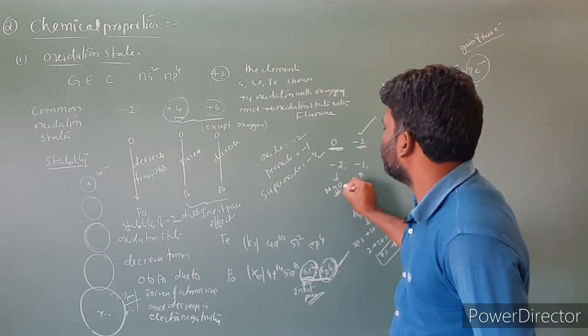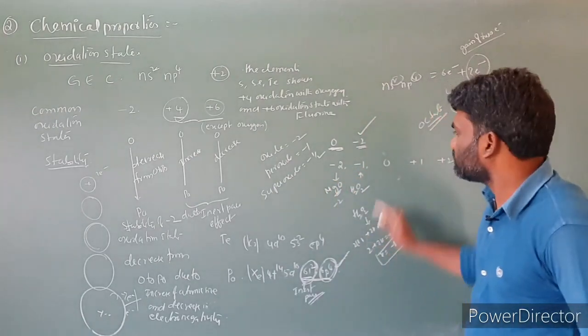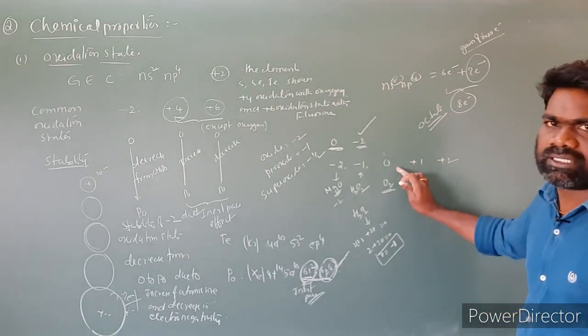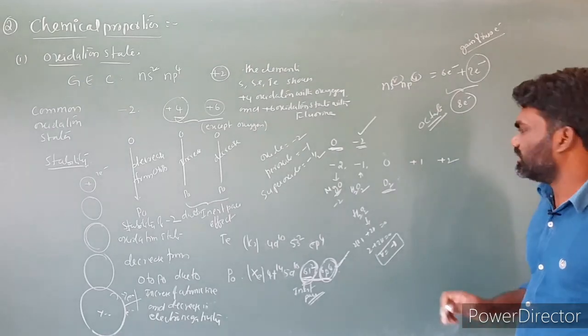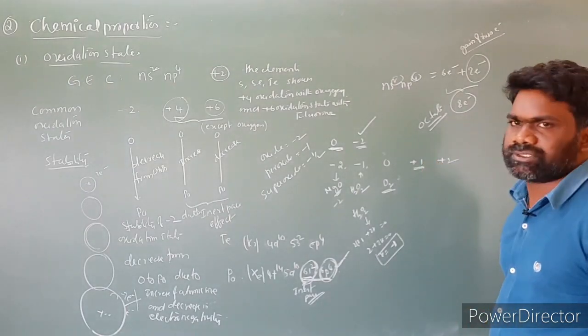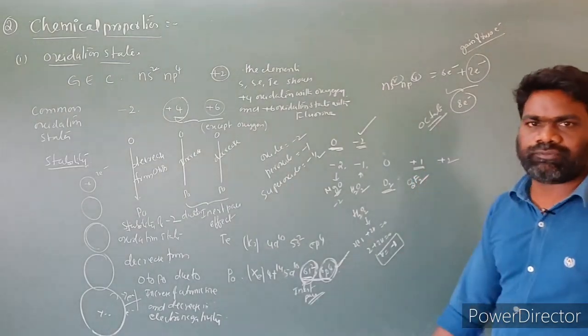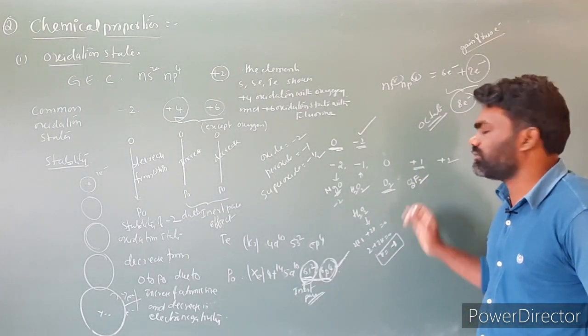MgO is an oxide. In this case, oxygen is -2. In the elemental state, oxygen is O2, and O2 is 0. In the elemental state, the oxidation number of oxygen is equal to 0. Next, the +1 oxidation state. I am taking O2F2. In O2F2, oxygen shows +1 oxidation state.